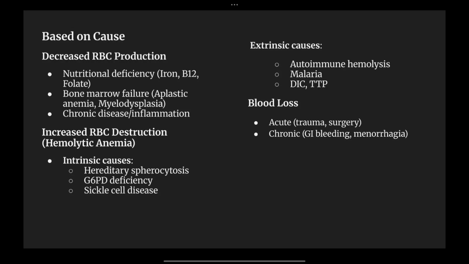Now the last type based upon cause is acute trauma surgery. Acute blood loss can be due to accidents or trauma to any body part that can lead to loss of blood, or due to surgery. If the surgery is a major one, the surgery can lead to blood loss as well, causing anemia. Again, chronic gastrointestinal bleeding, menorrhagia. Menorrhagia can also lead to blood loss sometimes, and people can be anemic.